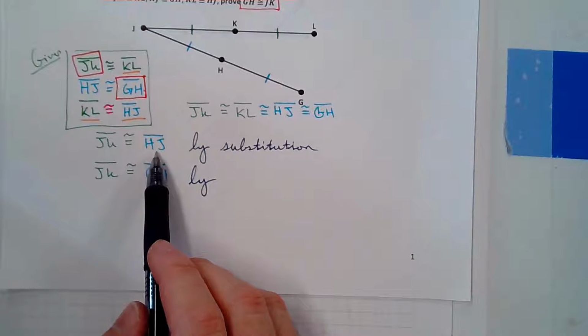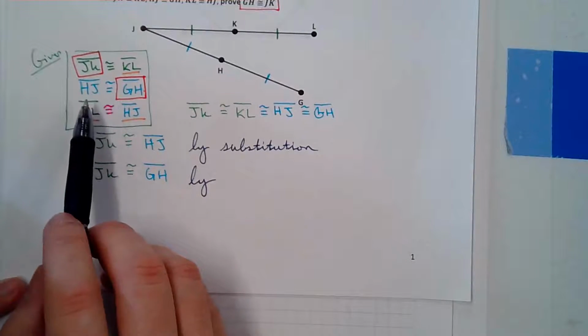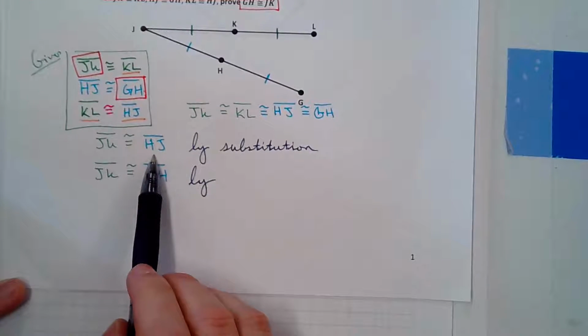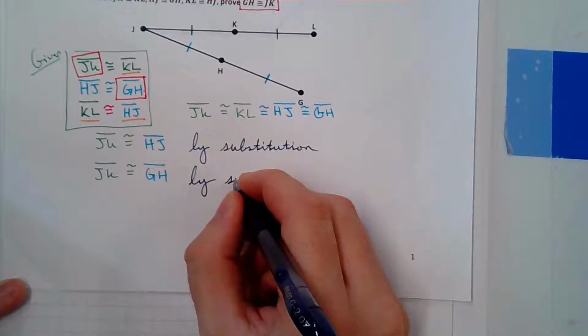Look at HJ. How do we know we're allowed to switch it out for GH? Because what, Autumn? They're congruent. It had already given it to us, right? HJ is GH. So wherever we see it, we can switch them out, right? So there's HJ. Let's switch it out for GH. We call that substitution again, right?